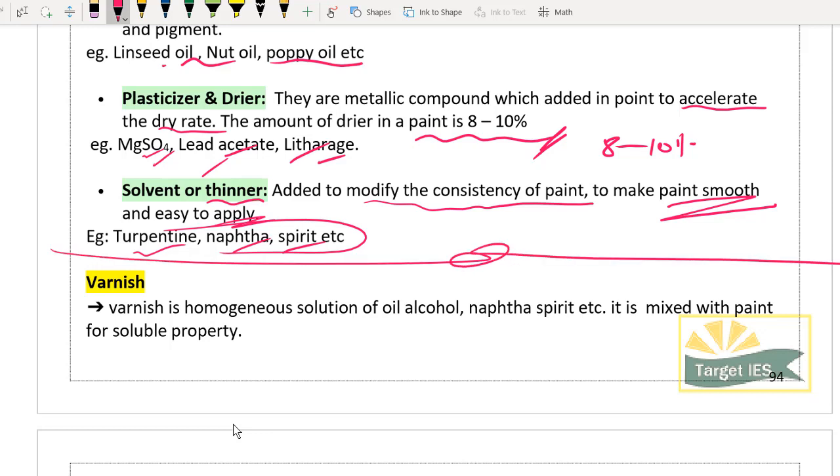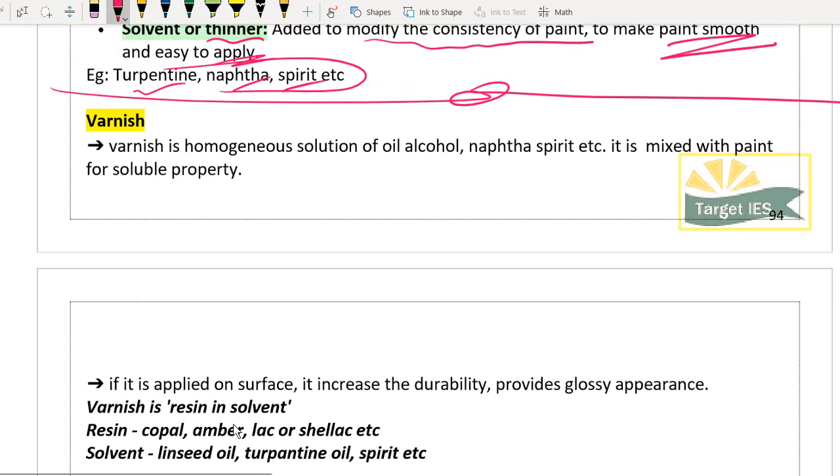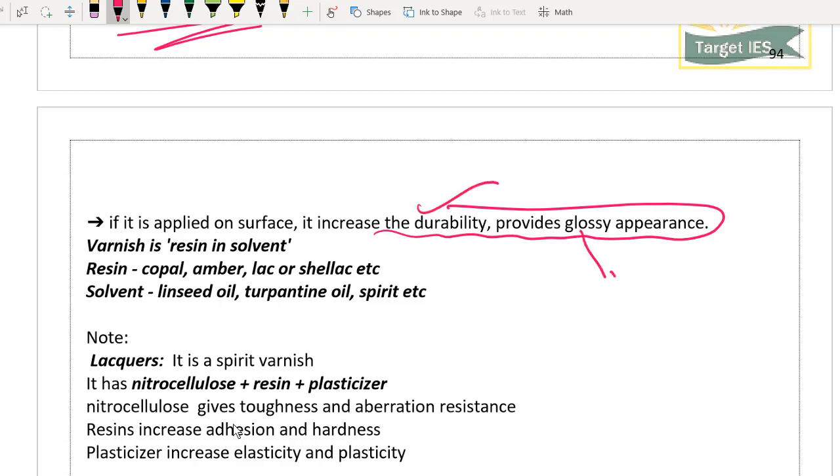Next let us see varnish. You must have heard of varnish. We use varnish, and a glossy look comes. Whenever you are using this varnish, you will get a little bit of a glassy look on whatever material you have painted with this paint, right? So varnish is a homogeneous solution of oil, alcohol, naphtha, spirit, etc. It is mixed with paints for soluble property. It is applied on surface, it increases durability and provides glossy appearance. So varnish, whenever you use it along with our paint, increases the durability and also provides glassy appearance.